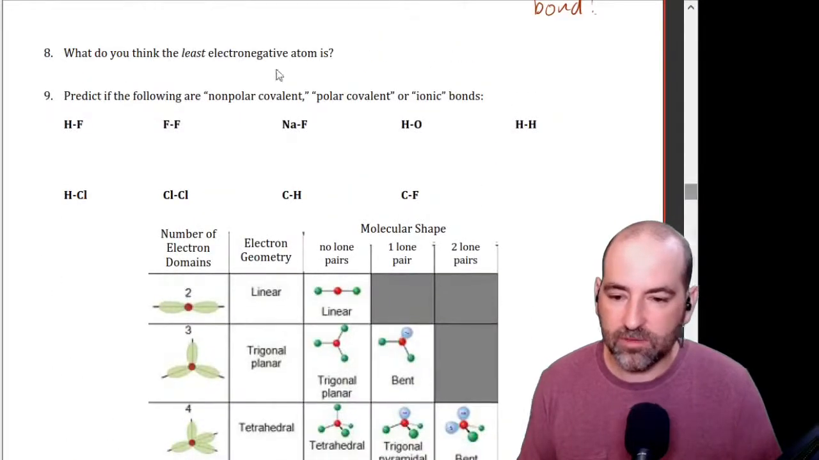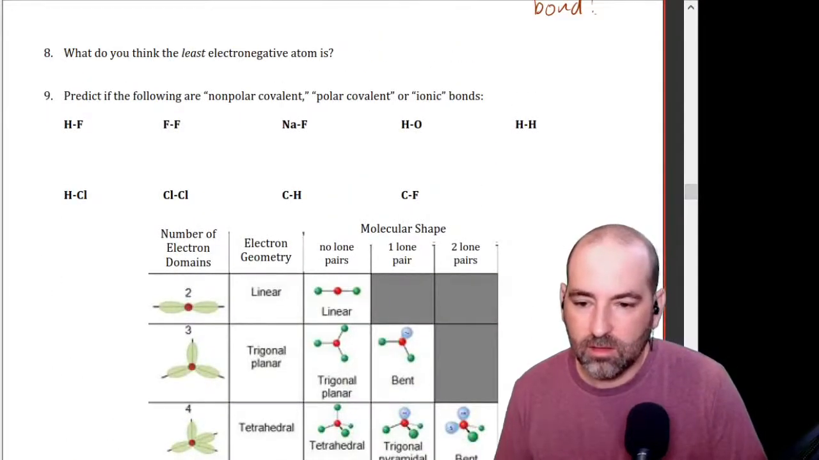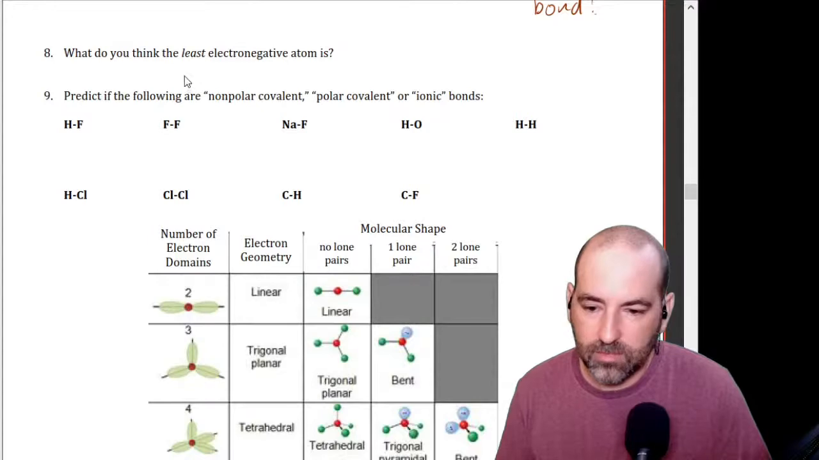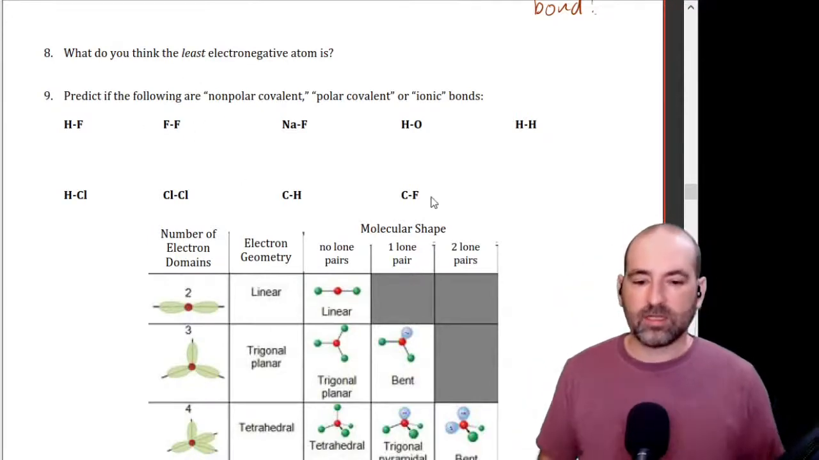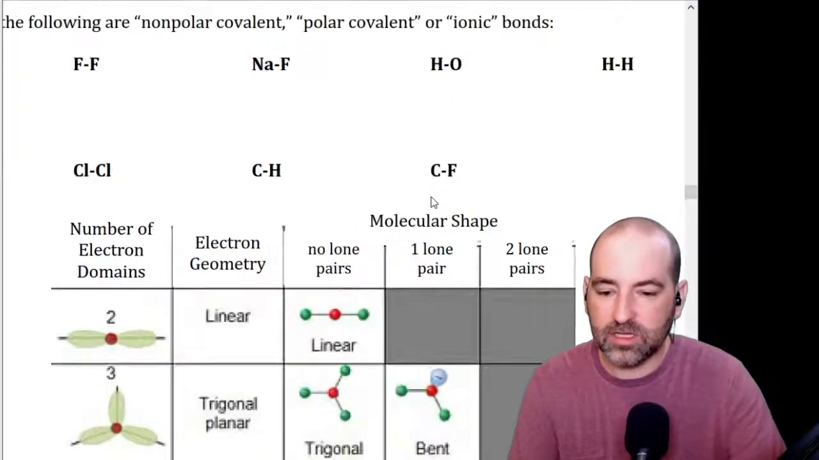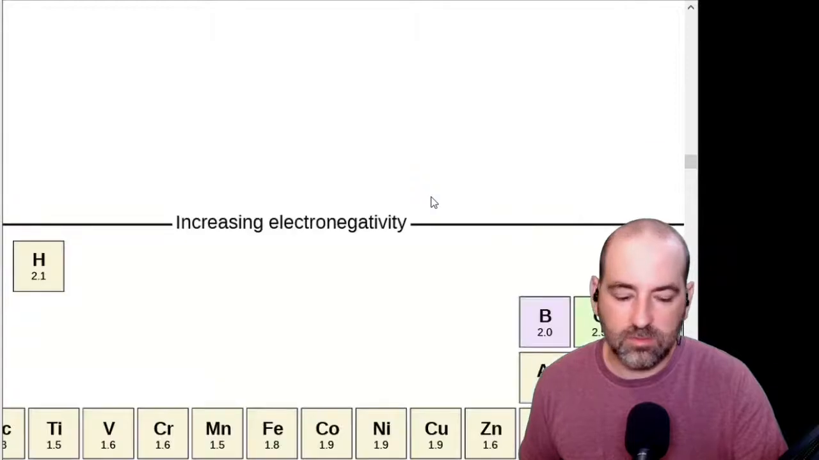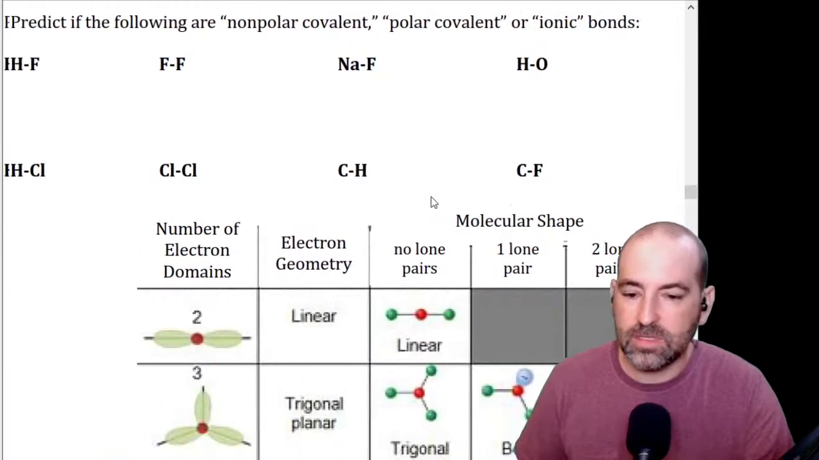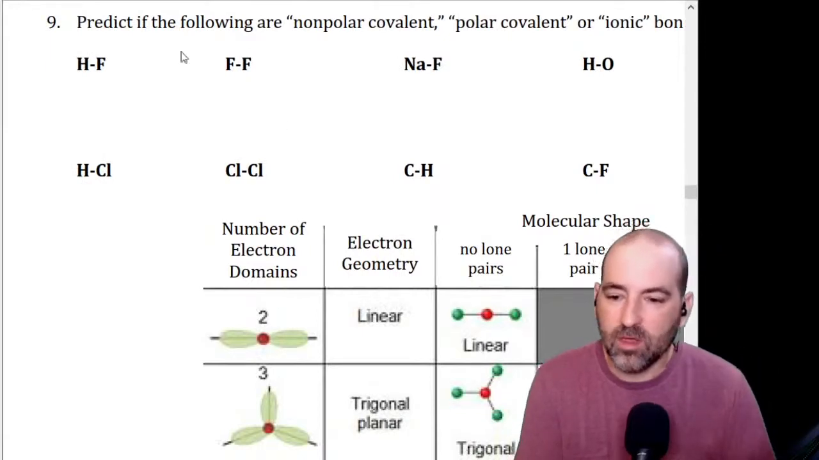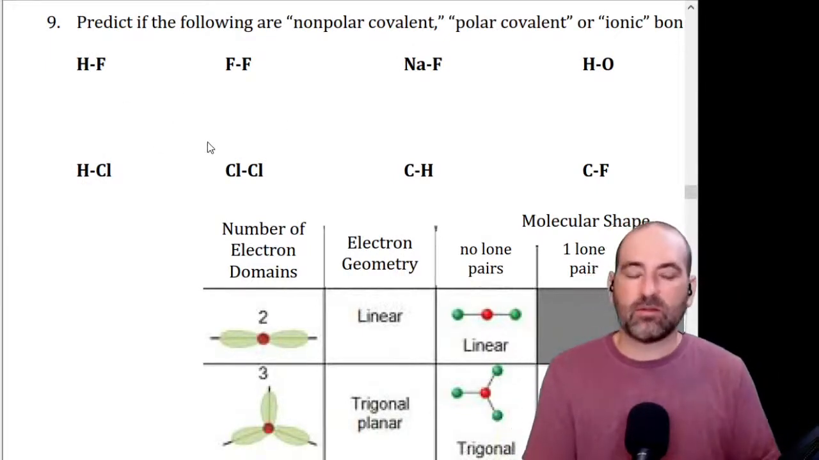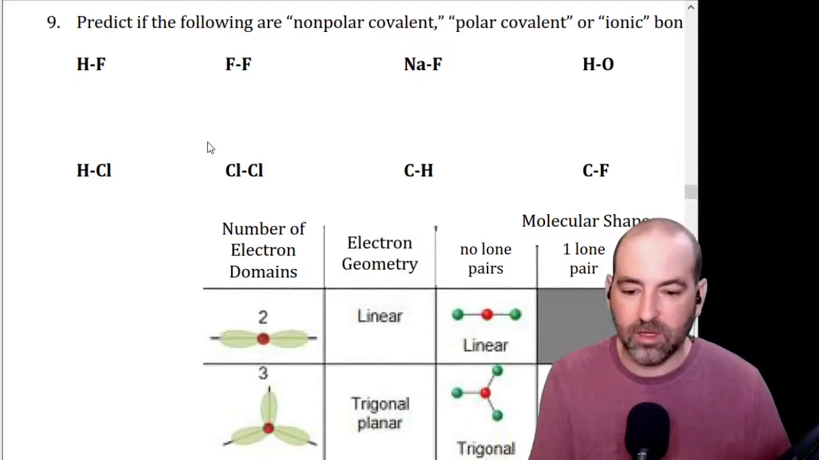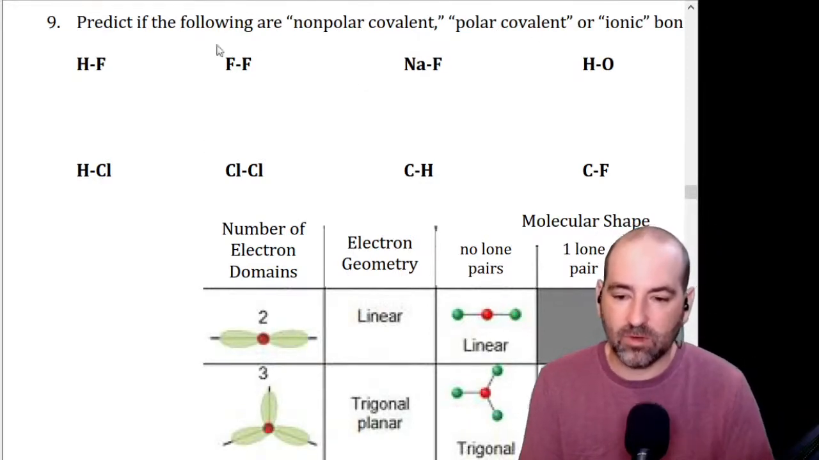So if we look at some different bonds here, we can predict which ones are going to be polar covalent and which ones are going to be non-polar covalent. So first of all, the easiest thing is that, as we said, any time you have two of the same atom, those are going to be non-polar.